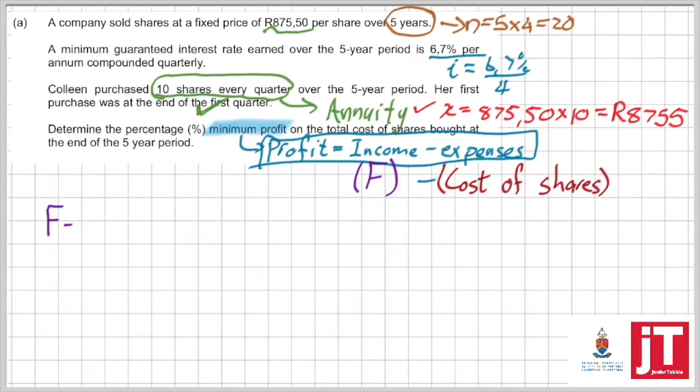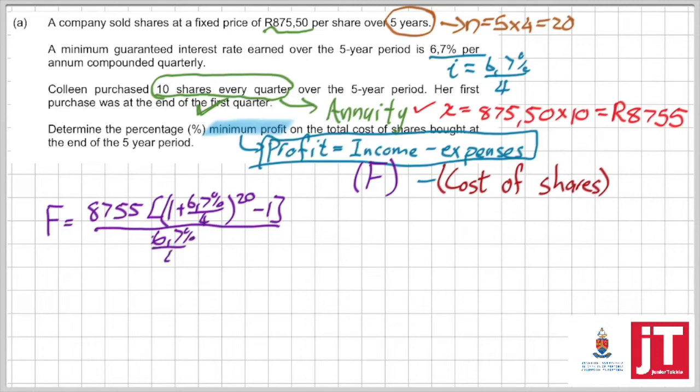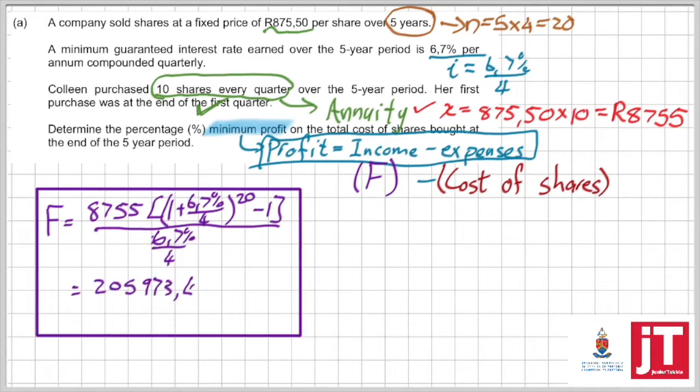Our future value: we can use the future value formula because it is an annuity and I want the value at the end of 5 years. So this means the future value is 205,973 Rand and 49 cents. So that would be the value including the minimum guaranteed interest rate.